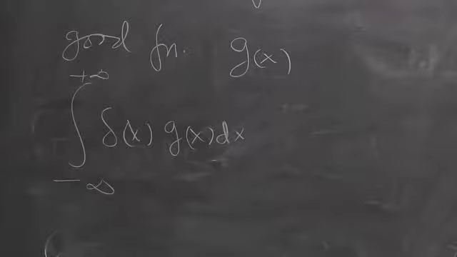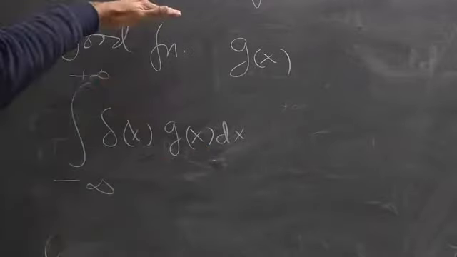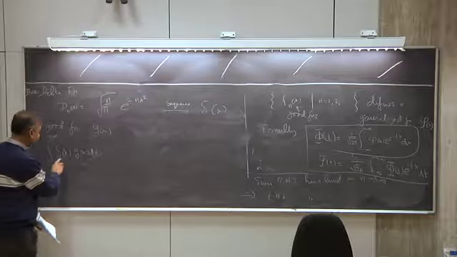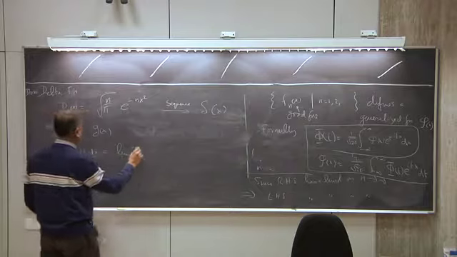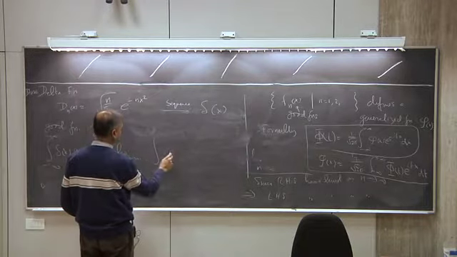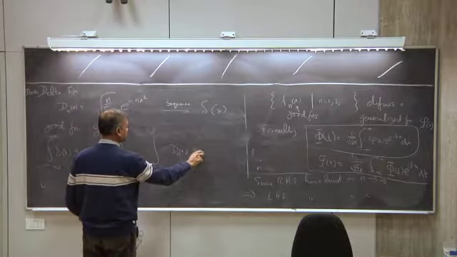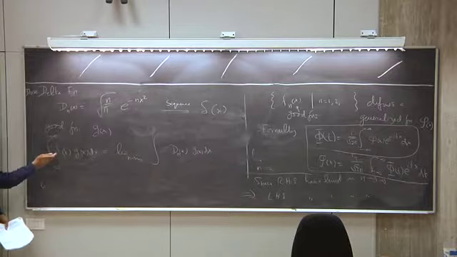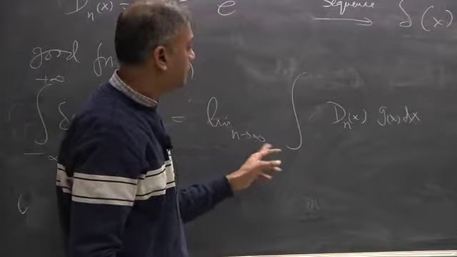Okay. You know what the answer should be. It should be just g evaluated at x equal to 0. But let us try to understand it from the point of view of this sequence. By definition, it is the limit as n goes to infinity of the integral of dn(x) g(x) dx. That is a definition. This is just a formal way of writing it. But what this really means is the limit as n goes to infinity of this integral.